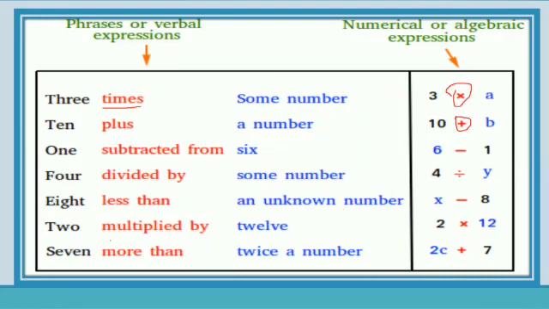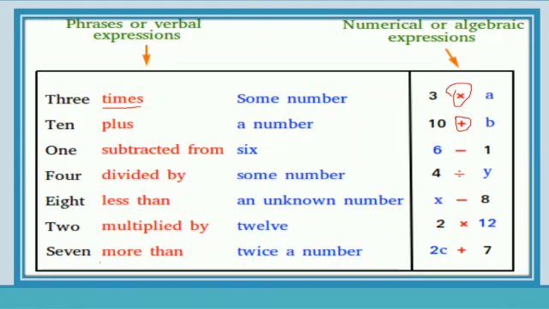Next is multiplied by. Again, as we have discussed, when it is given times, you will multiply. In the same way, if it is given that 2 is multiplied by 12, then you will write 2 into 12. If it is given x multiplied by 12, then you will write x into 12. If you are given that some number is multiplied by 12, then you can write any variable a, b, c, x, y, z into 12.